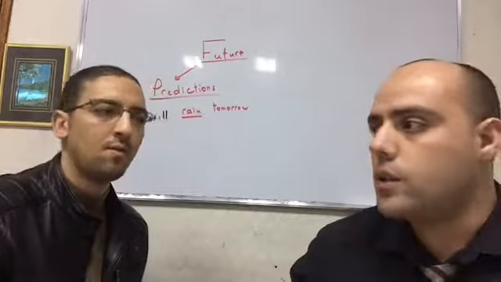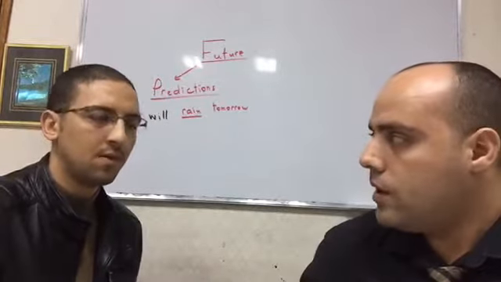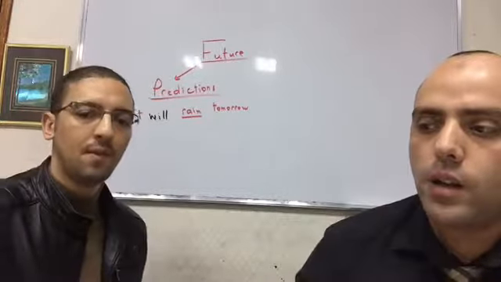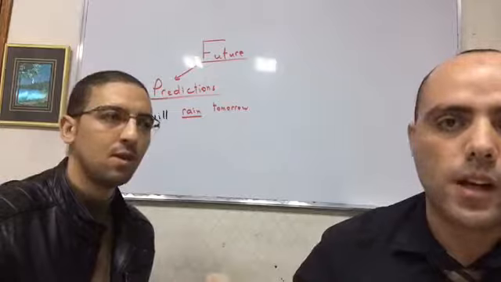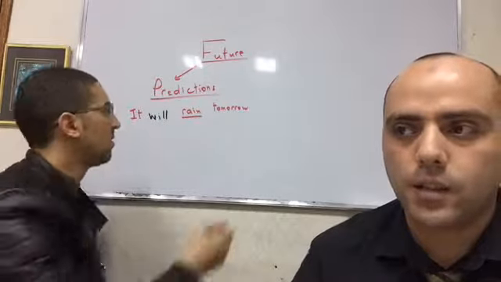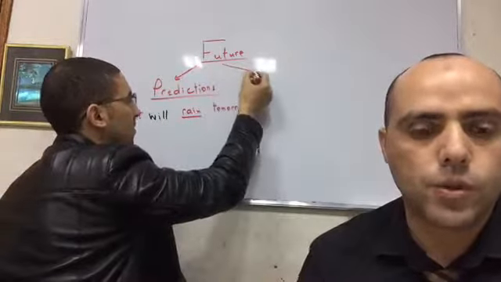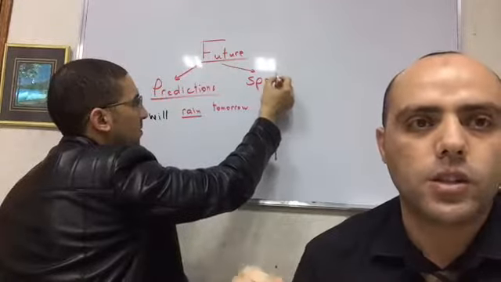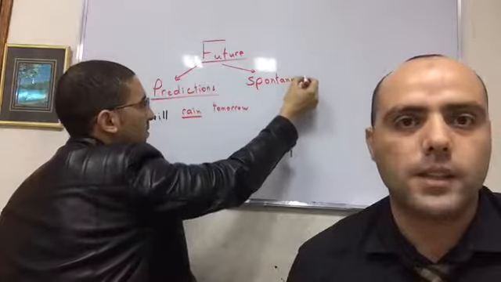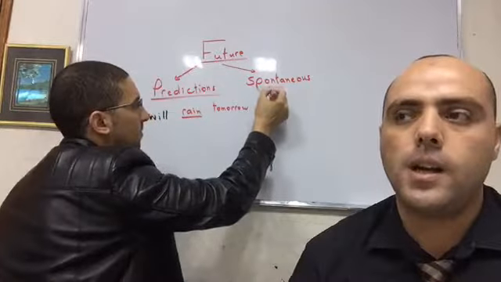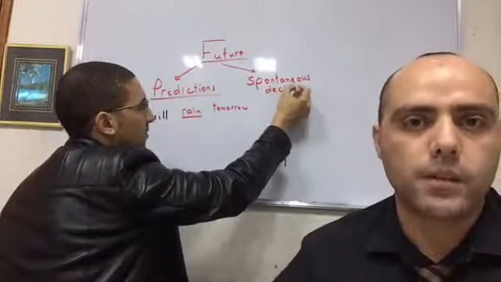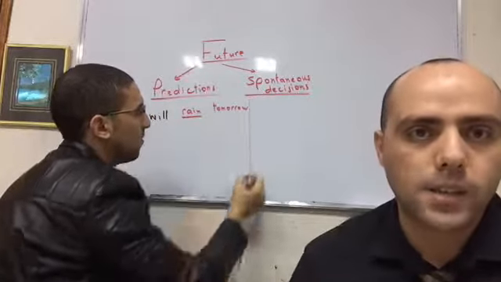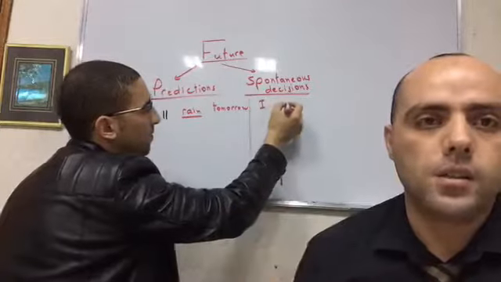And also we can use it for quick decisions. If you are sitting, for example, and the phone rang, you can say, I'll answer it. I'll answer the phone. I'll get it. So number two, you can use it for expressing quick decisions, decisions that you take at the moment. For example, the doorbell rang, it is ringing right now, so you say, I'll open it. I'll answer it.